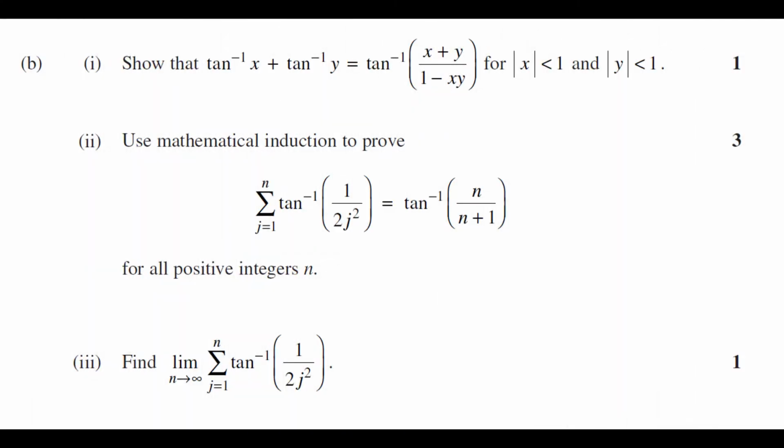Hi everyone, today I'm continuing to look at question 16 from the HSC Extension 2 exam in 2012. I recently worked through question 16 part A, so here I'm going to kick off looking at 16 part B. It's got 3 subparts and we're going to focus on part 1 in this video, which says show that the inverse tan of x plus the inverse tan of y is equal to the inverse tan of x plus y on 1 minus xy for the absolute value of x less than 1 and the absolute value of y less than 1. So let's take a look.